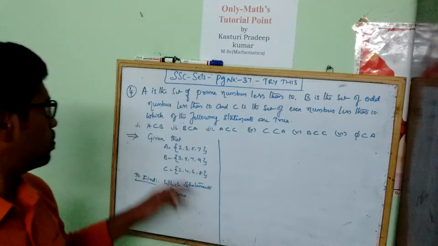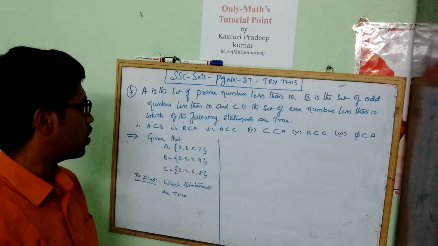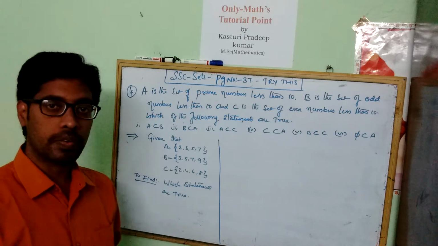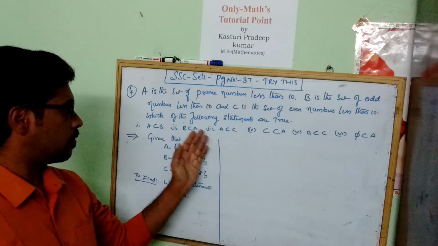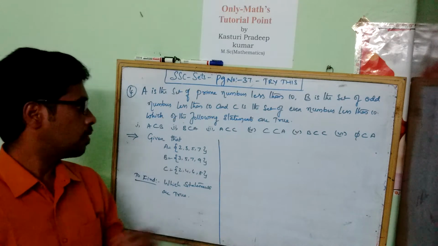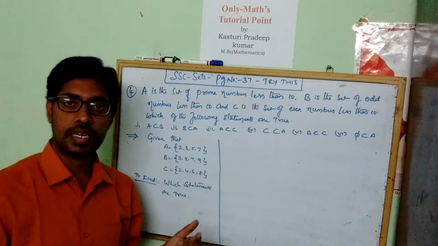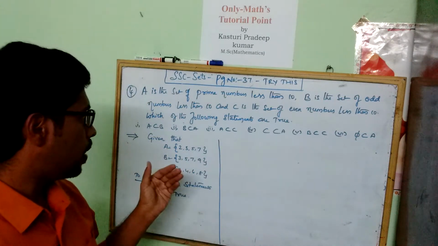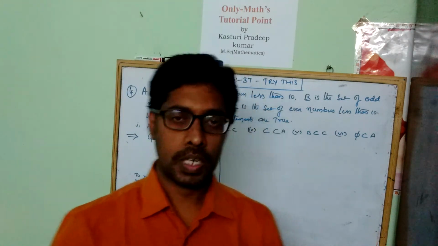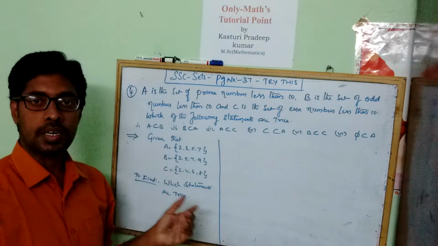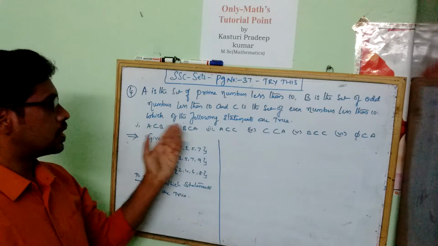See guys, fourth sum, what is given? A is a set of prime numbers less than 10, B is a set of odd numbers less than 10, and C is a set of even numbers less than 10. They gave certain statements here. We have to identify which statement is true and which is false. First write down in symbolic form. Prime numbers less than 10: 2, 3, 5, 7. Odd numbers less than 10: 3, 5, 7, 9. Even numbers less than 10: 2, 4, 6, 8.